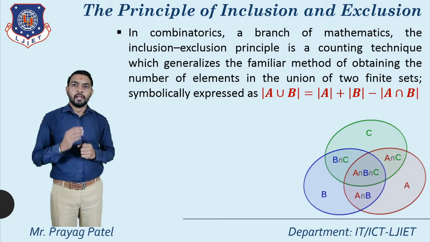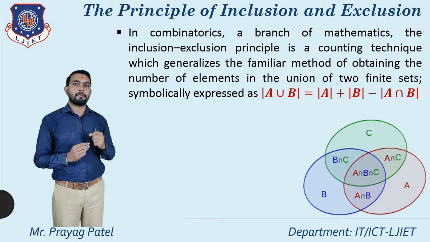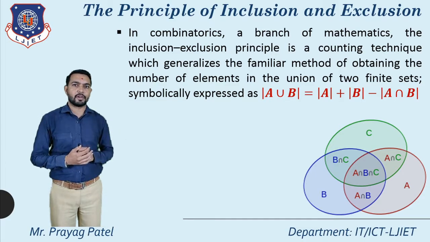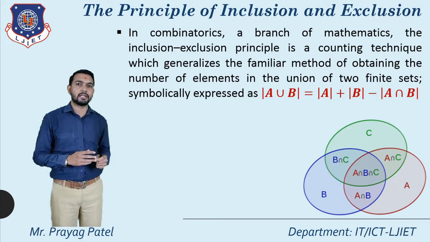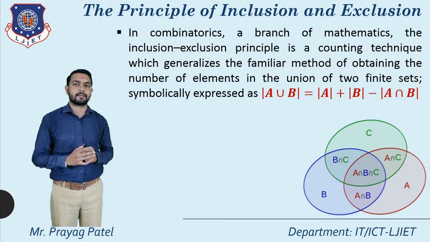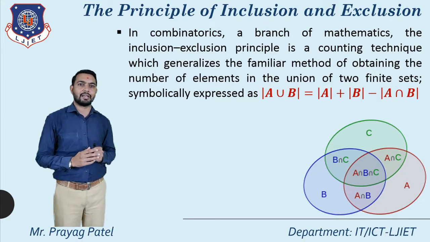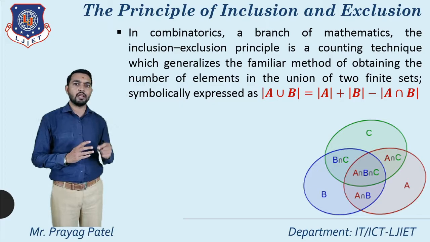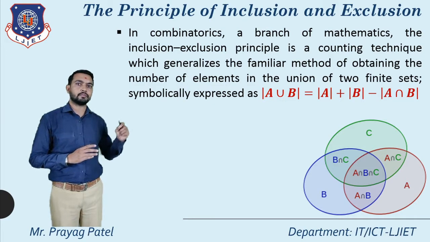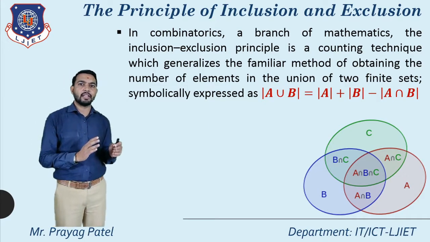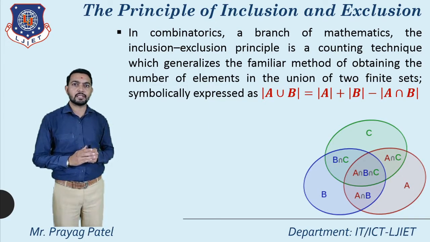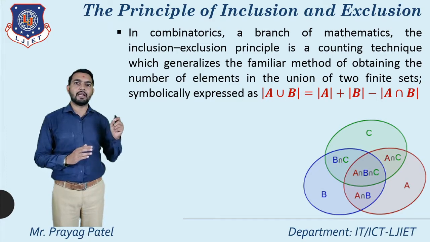In combinatorics, a branch of mathematics, the inclusion-exclusion principle is a counting technique which generalizes the familiar method of obtaining the number of elements in the union of two finite sets. Specifically, for two sets A and B, |A ∪ B| = |A| + |B| − |A ∩ B|. Here we represent everything in modulus form, meaning the number of elements in a set.